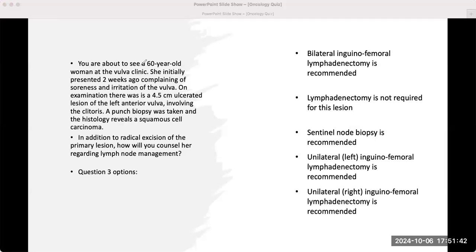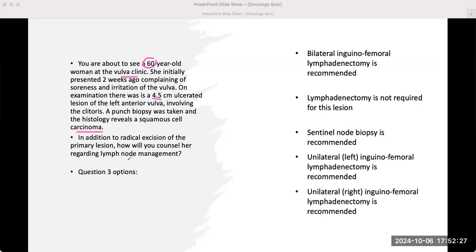So you are about to see a 60-year-old woman in the vulva clinic. So today I'm in the vulva clinic. She initially presented 2 weeks ago complaining of soreness and irritation of the vulva. On examination, there is a 4.5 cm ulcerated lesion of the left anterior vulva involving the clitoris. So this is midline and it's big. A punch biopsy was taken and the histology reveals a squamous cell carcinoma. In addition to radical excision of the primary lesion, how will you counsel her regarding lymph node management?